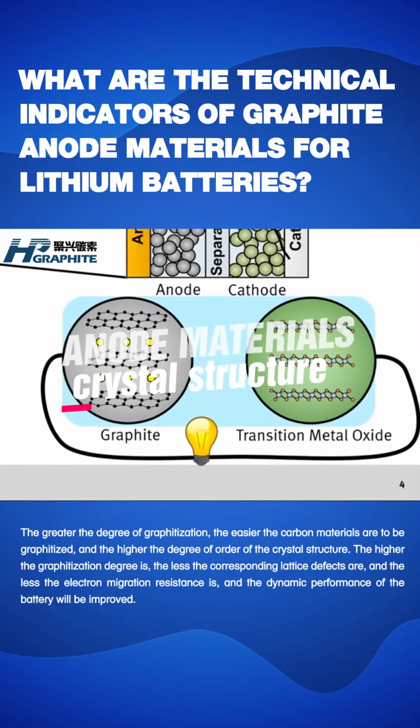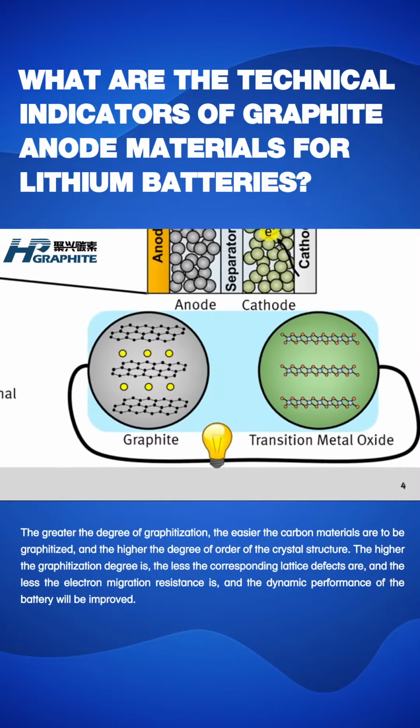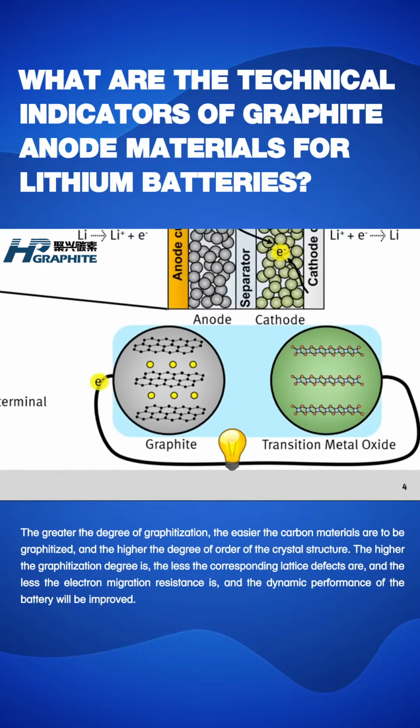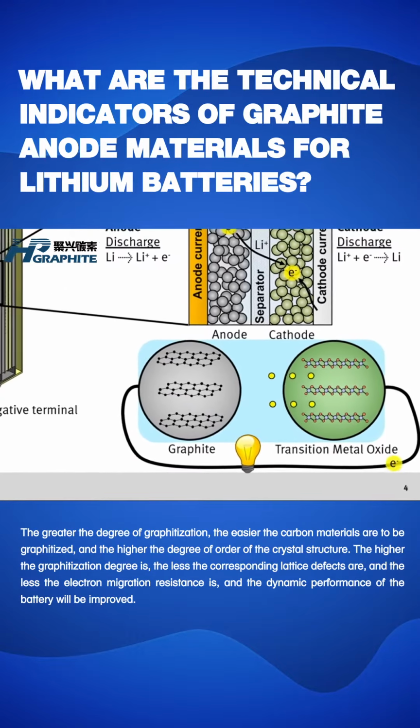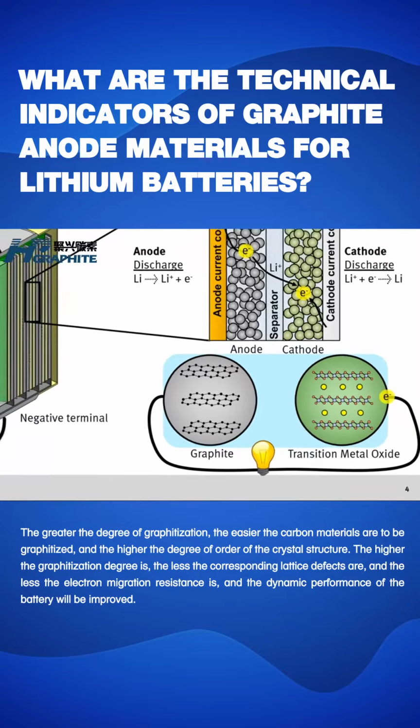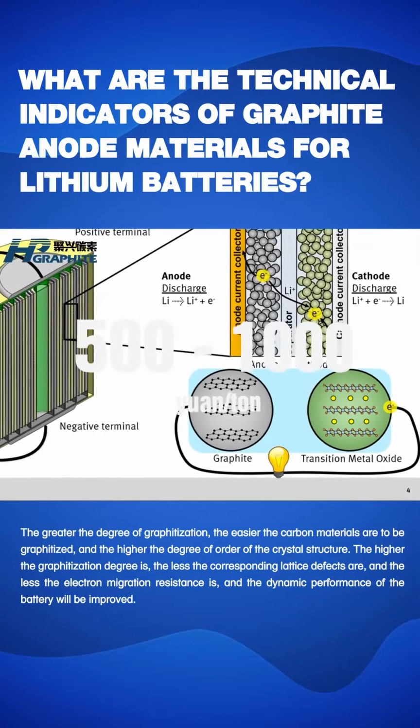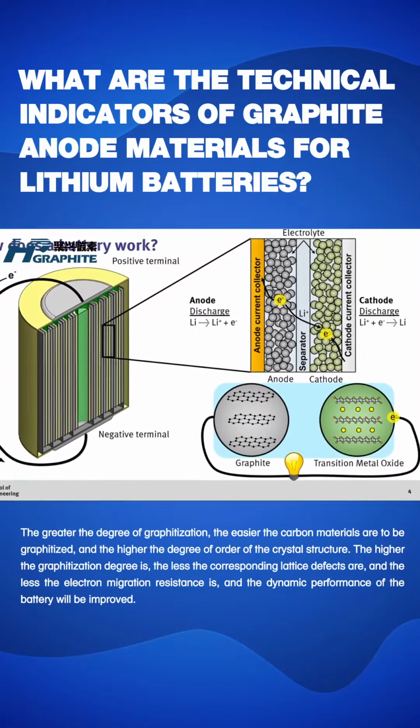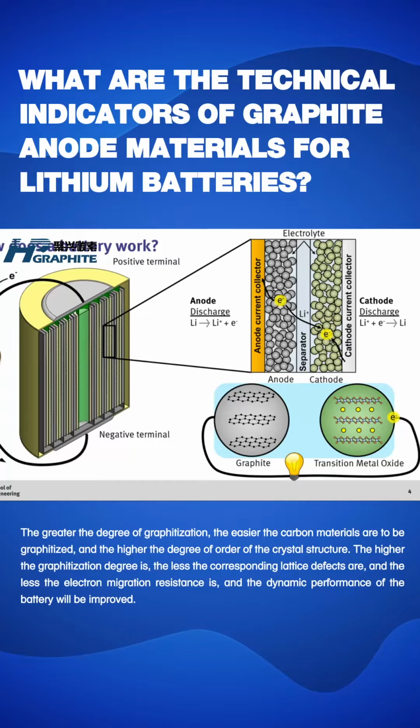Anode materials crystal structure. The greater the degree of graphitization, the easier the carbon materials are to be graphitized, and the higher the degree of order of the crystal structure. The higher the graphitization degree is, the less the corresponding lattice defects are, and the less the electron migration resistance is, and the dynamic performance of the battery will be improved.